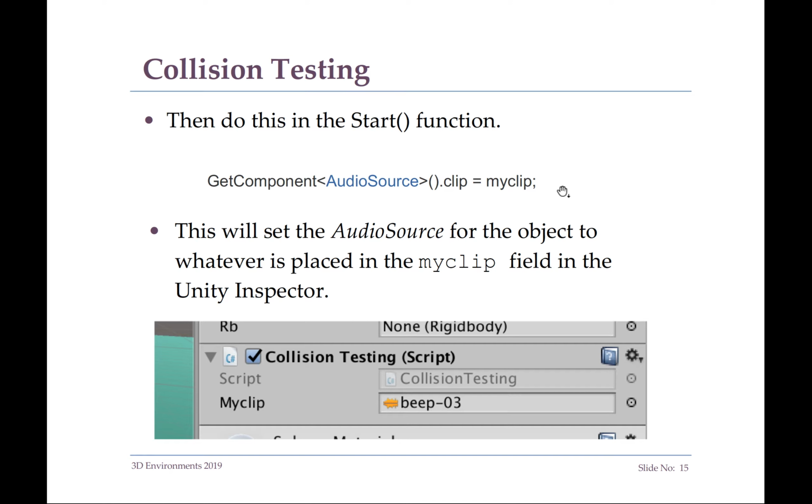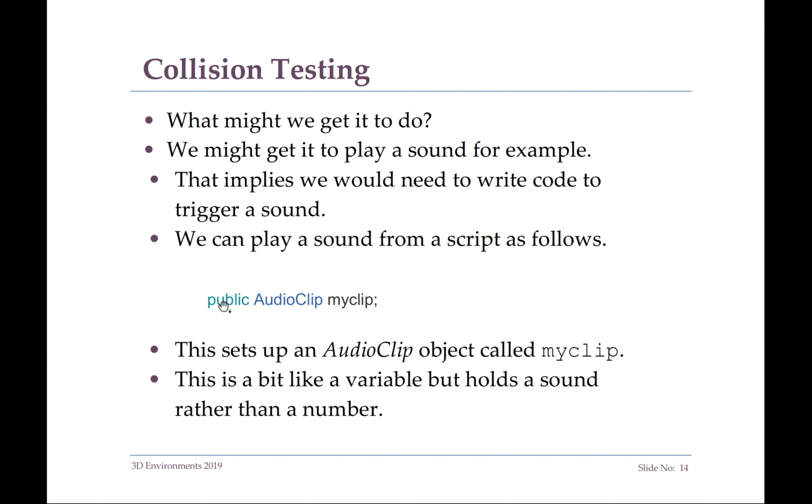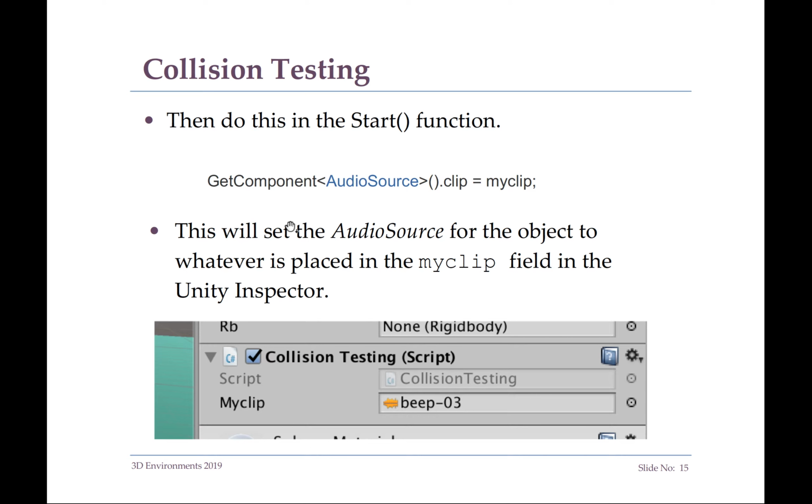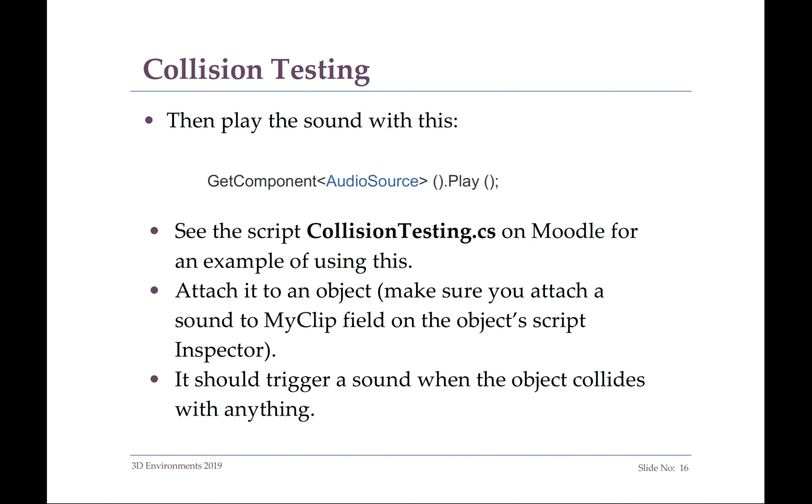Now, because myClip was a public variable within the script, it means it will then become visible within the Unity interface, which means we can just drag a sound file into that field for this script. And that means automatically the audio source component will be set to whatever is put into this, which corresponds to whatever is placed within the interface here. Now, once that has happened, we can play the sound with this line of code, which essentially says play whatever sound is linked to the audio source component.